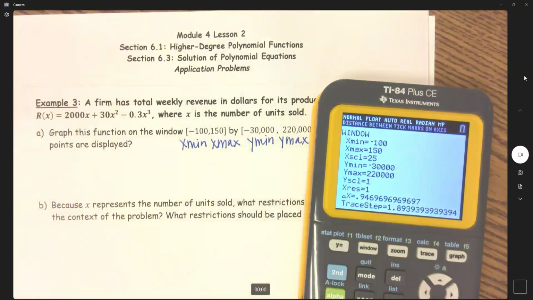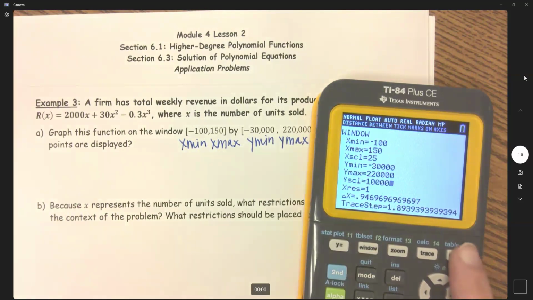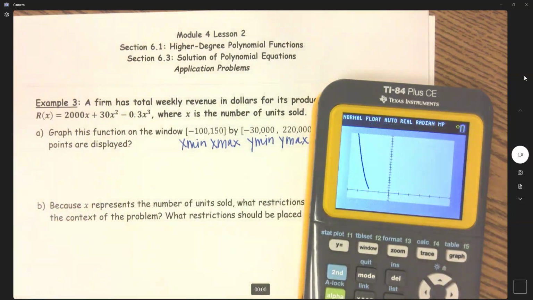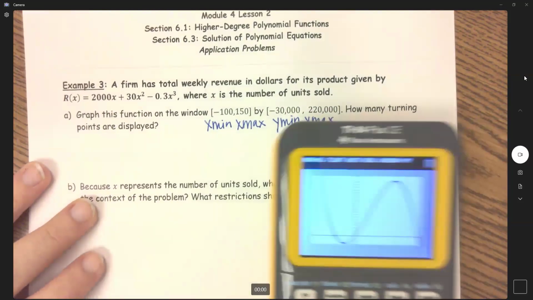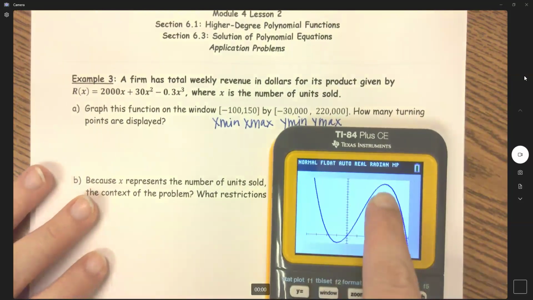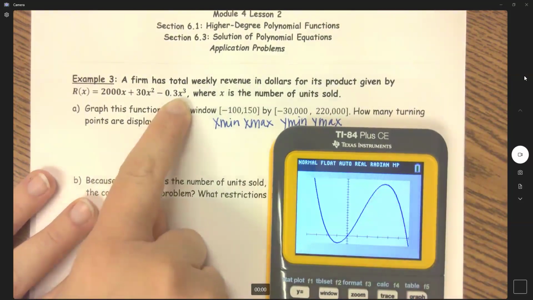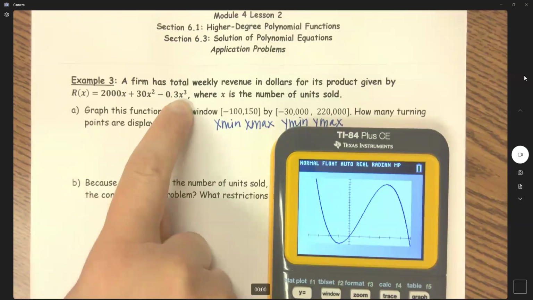And what would a good Y scale be here? Let's say 10,000. I still think that might be a little too little, but better than what it was. And then I'm going to hit graph. Okay, and the question it asks on part A, after we graph this function, is how many turning points are displayed? And I see 1, 2, which should make sense because we have a cubic function here, which means I should have at most 2.